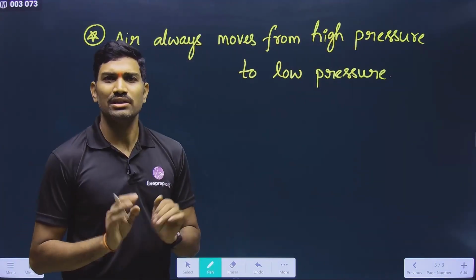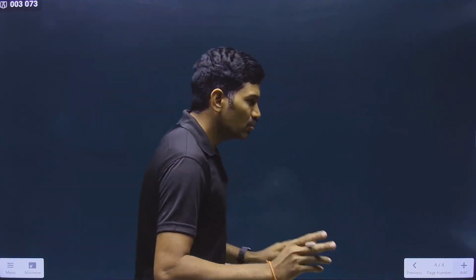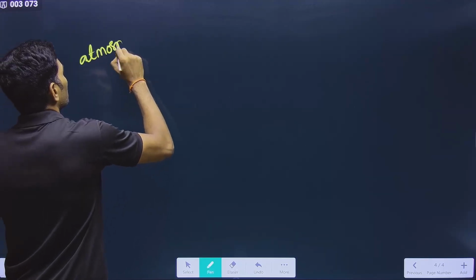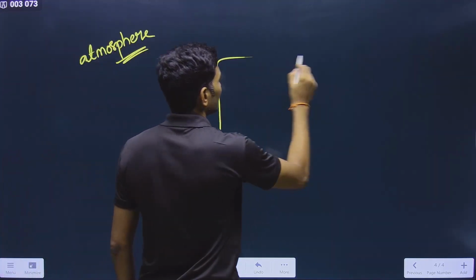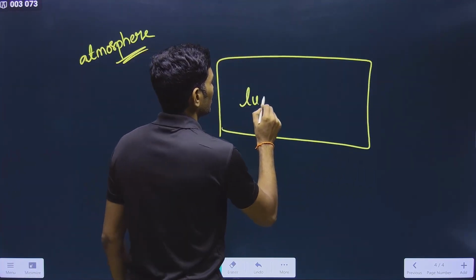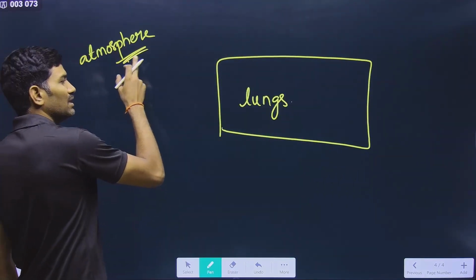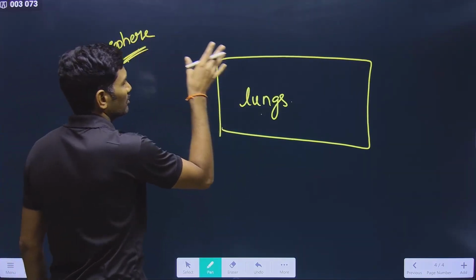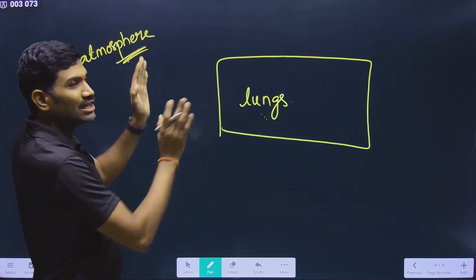Very good, we understood this. But there are two points here. One is the atmosphere, which has its own pressure, and the other is the lungs. In simple terms, I am drawing the lungs like this. So two things are there: the atmosphere and the lungs. The air is moving between the atmosphere and the lungs, and the lungs and the atmosphere. Only between these it is moving.